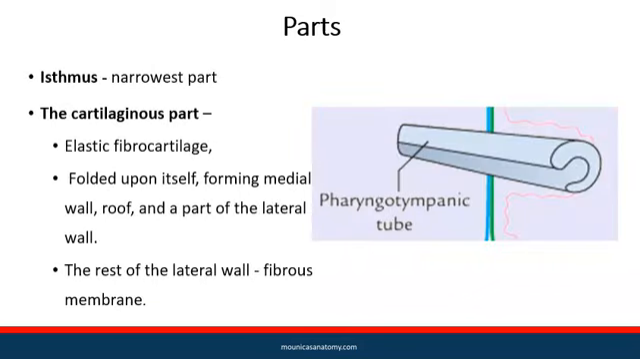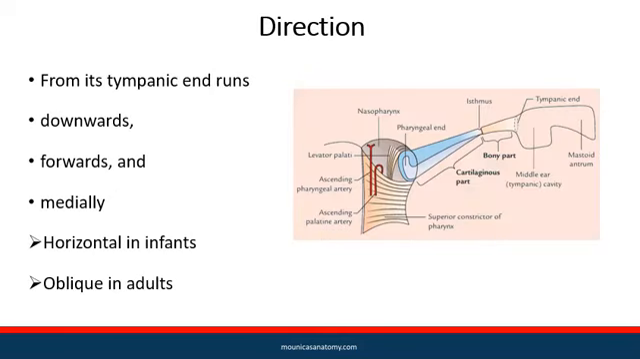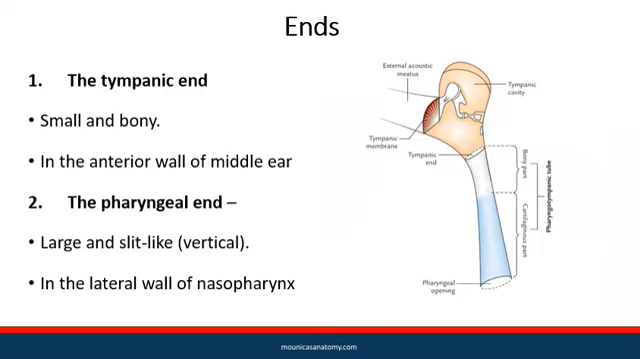The isthmus is the narrowest part. The cartilaginous part is made up of elastic fibrocartilage, which forms most of the wall except the lateral wall, which is fibrous. The direction is downwards, forwards, and medial from the middle ear towards the nasopharynx. It is horizontal in infants and oblique in adults.